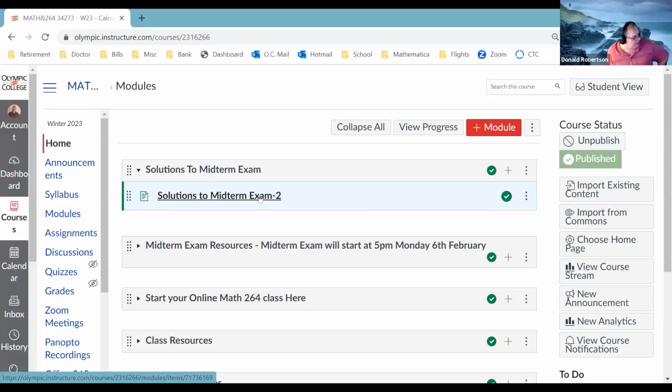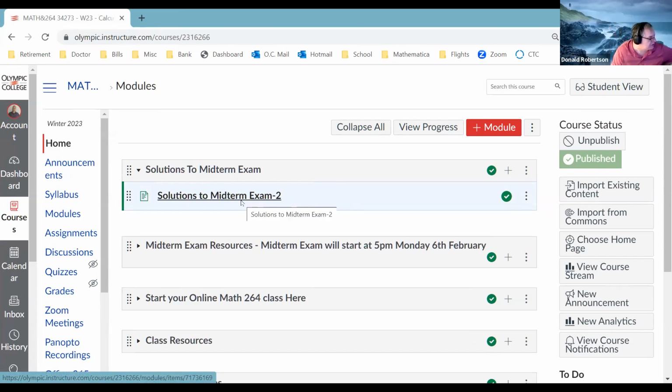Right, so are you looking at solutions to midterm exam with a number 2 at the end? Thumbs up, no, yes, maybe. Can you see it? Yeah, okay. Thank you, Antonio.